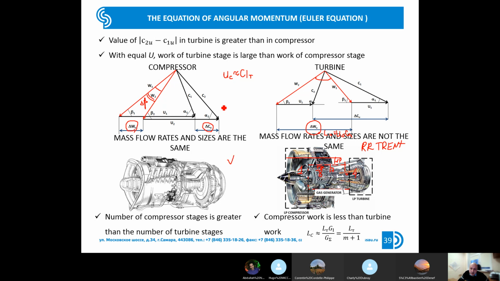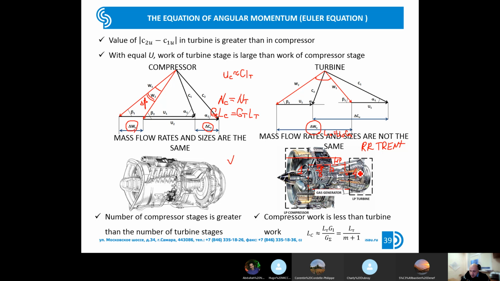If you connect the low pressure turbine and the low pressure compressor, it means that the power of the compressor is equal to the power of the turbine. Of course, there must be losses, but we will not take them into account. The power of the compressor could be written as the mass flow rate through the compressor multiplied by the specific work of the compressor. And the same for the turbine: mass flow rate through the turbine multiplied by specific work of the turbine.